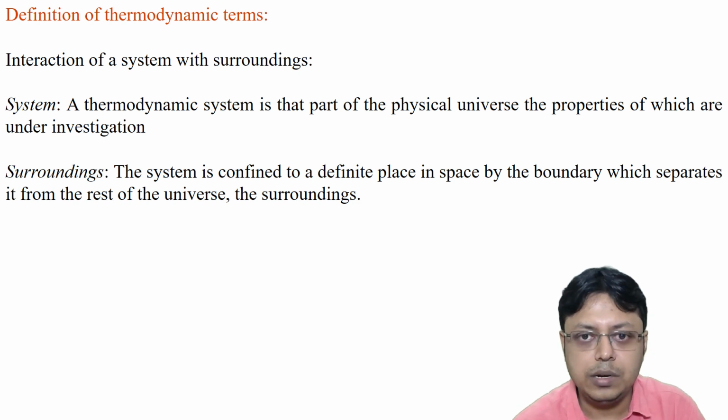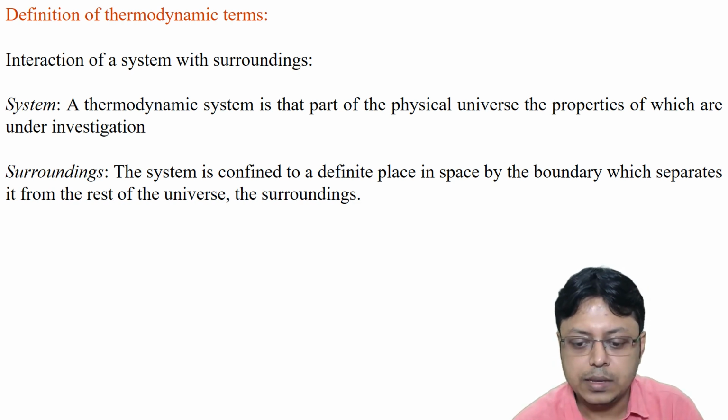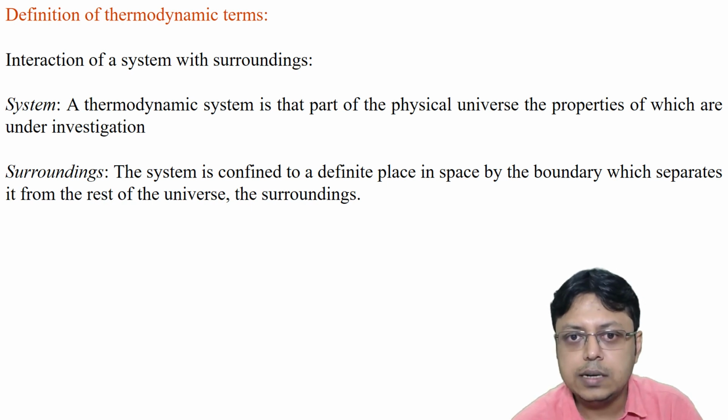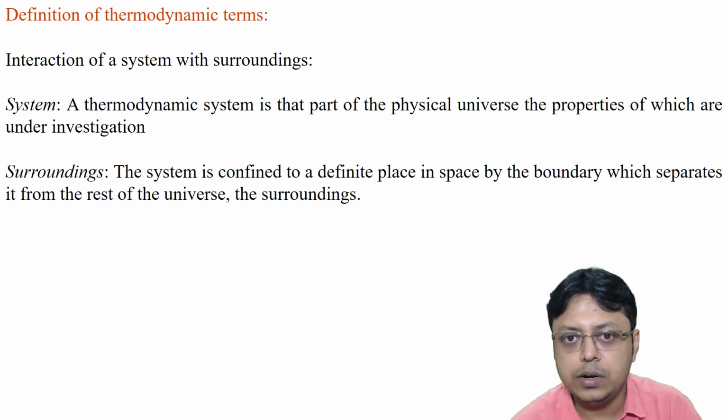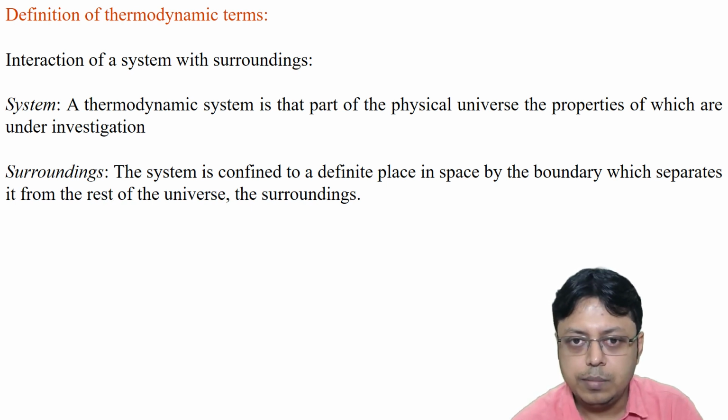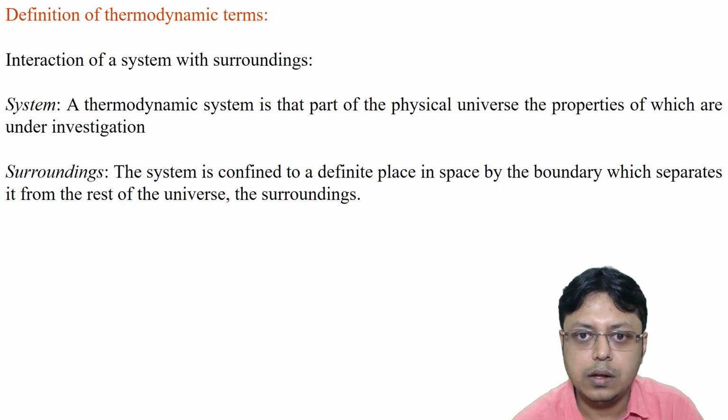Actually, it is not only the immediate environment, it is the rest of the universe, because it is said that the system is confined to a definite place in space by a boundary which separates it from the universe, which is called the surroundings. But usually the effects will be observed in its immediate environment, which is just outside the boundary. Now this presence of the boundary is very crucial, because the boundary is the thing that defines the separation between the system and the surrounding.